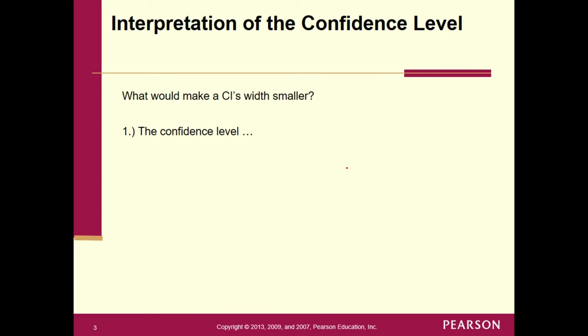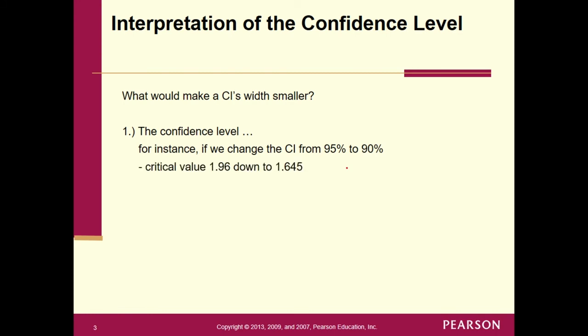Well, there's two things that we should take a look at. The first one is the confidence level. Now, why the confidence level? Well, remember the margin of error is the critical value times the standard error. And the confidence level controls your critical value, okay? And so, for instance, if we change the confidence level from, say, 95% to 90%, the critical value is going to change from 1.96 down to 1.645, okay?